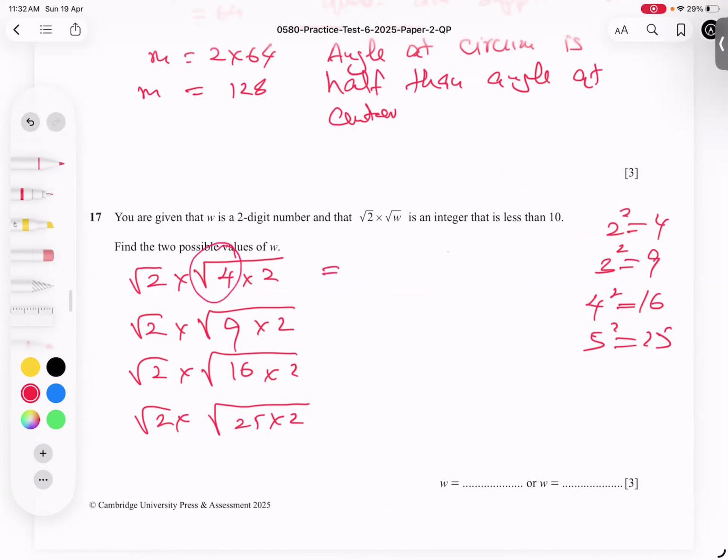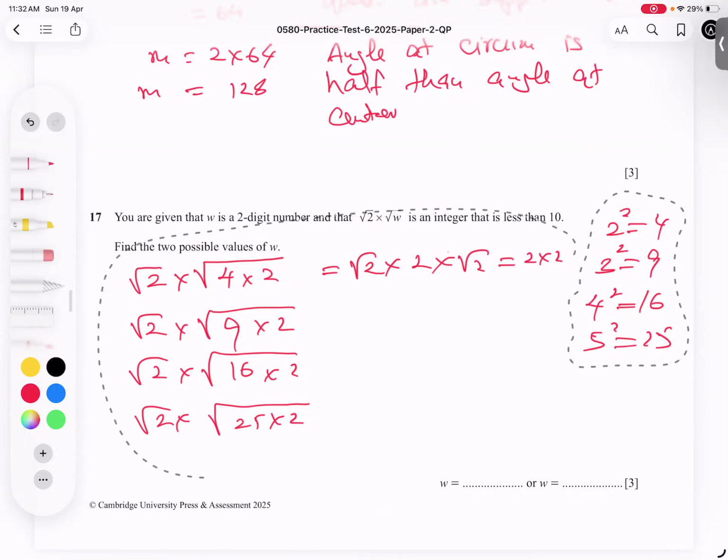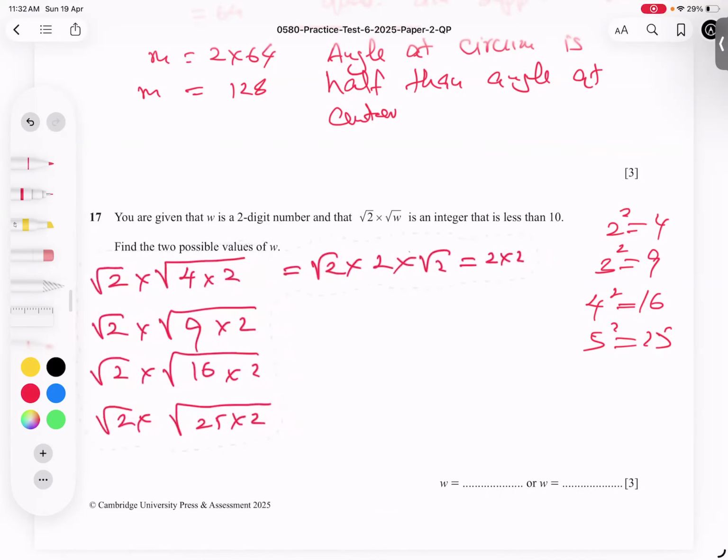First of all, root 2 alone. Root of 4 is 2, and root 2 alone gives you 2, and 2 twos are 4. But according to the demand of the question, hold on. He said it is an integer that is less than 10. It means this is the correct answer. So we got a 4, which is less than 10, and this is W. So 4 twos are 8 is W. I repeat, W is coming to us as 8. How come? Because 8 is inside the root, that is W. Okay, let me check the other option.